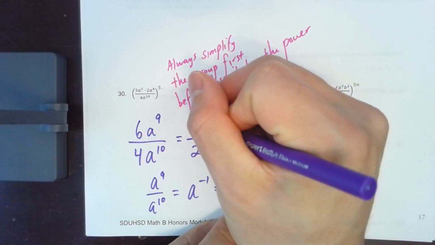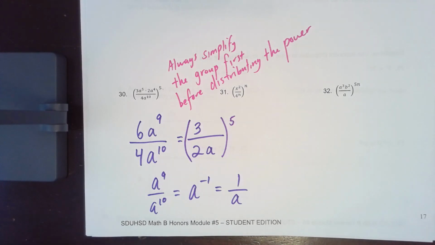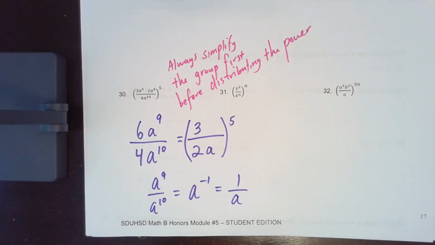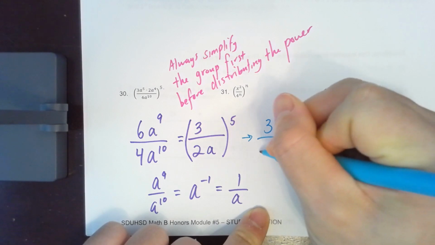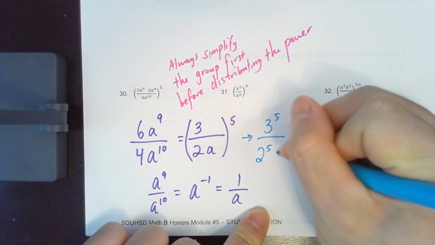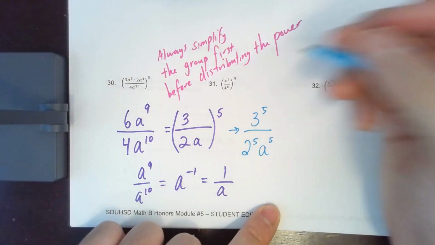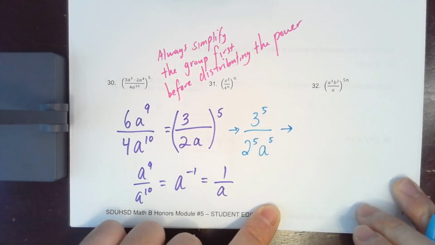Okay, so now we then can finally distribute that 5. That 5 has been patiently waiting. Hey, can I distribute, please? And you're like, no, hold on, let me simplify first. And then you end up getting 3 to the 5th, 2 to the 5th, A to the 5th. Okay, you can see how I'm totally commanding the space of this page, just so you can see.